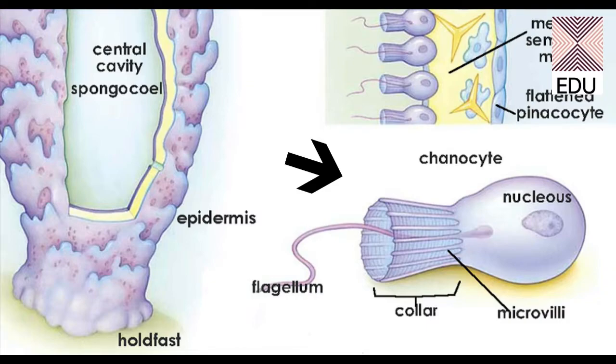Here you can see it has a nucleus. It has a collar. This collar is formed of about 20 microfilaments. These are the microvilli which are present in the collar. It has a single flagellum, and there are two other structures called the rhizoplast and blepharoplast. That will be seen in the next diagram, I think.